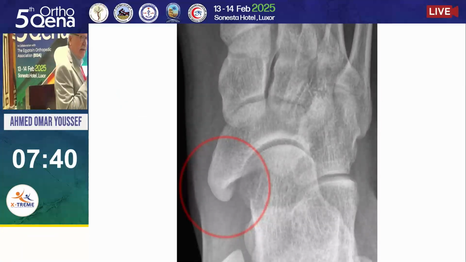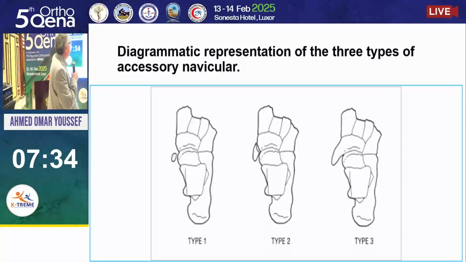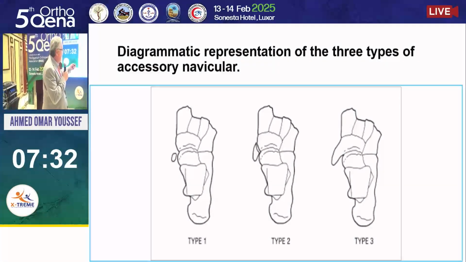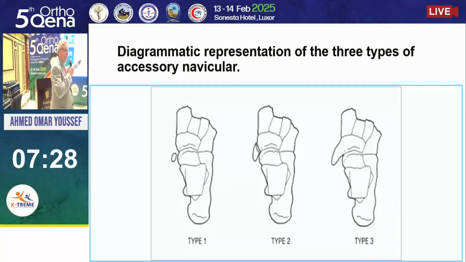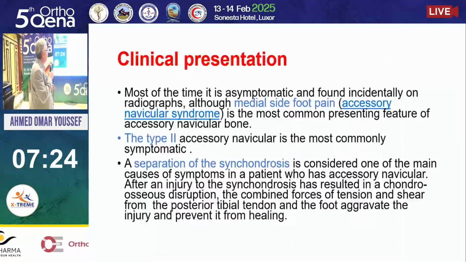Type 3 accessory navicular, CT of type 3. The 3 types: type 1, a sesamoid bone; type 2, heart or triangular in shape, separated by about 2 millimeters of hyaline cartilage; and type 3.